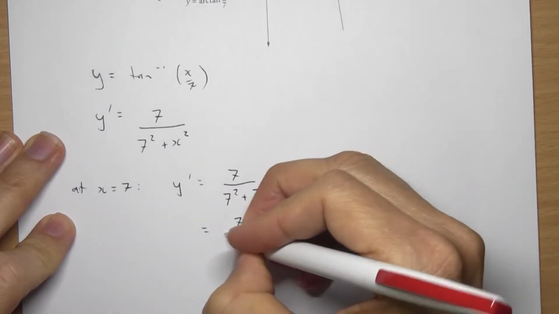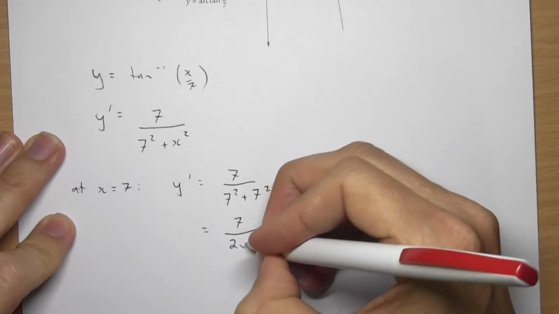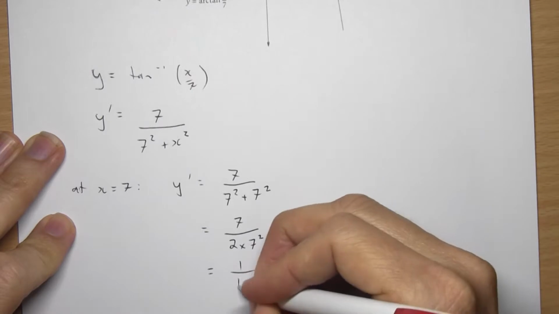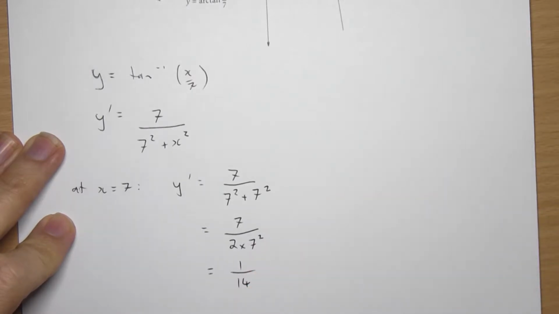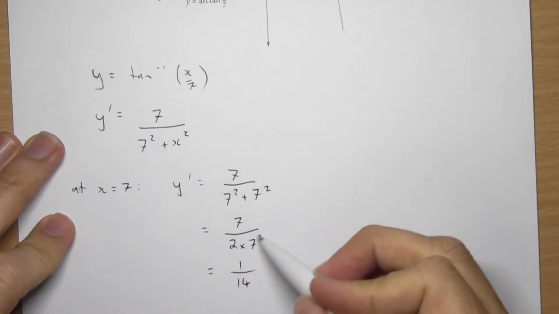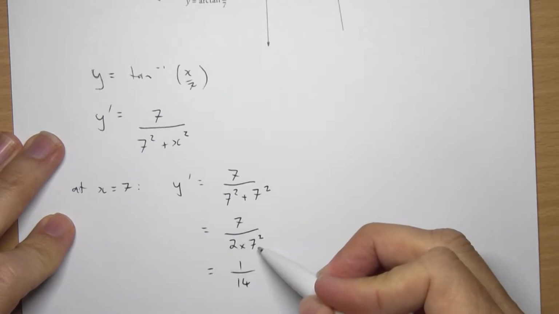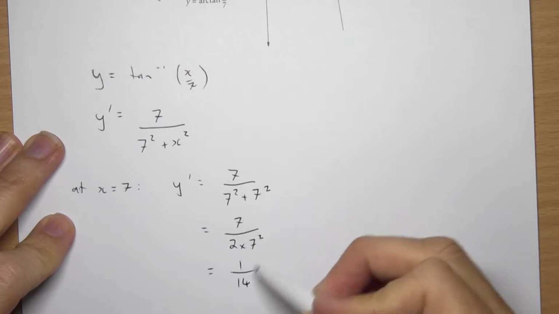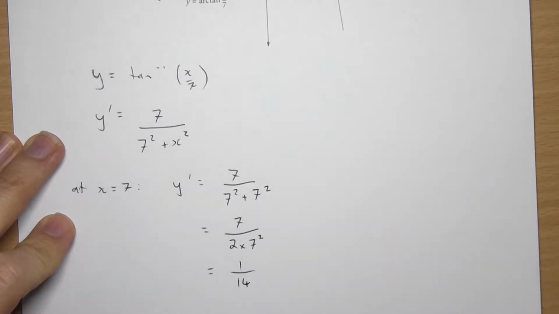Well, that's 7 over 2 times 7 squared, which I can simplify as 1 over 14. That's why I actually left it as 7 squared here. On this line, rather than writing a number, I'm just going to be cancelling by dividing by 7 anyway, so like that.